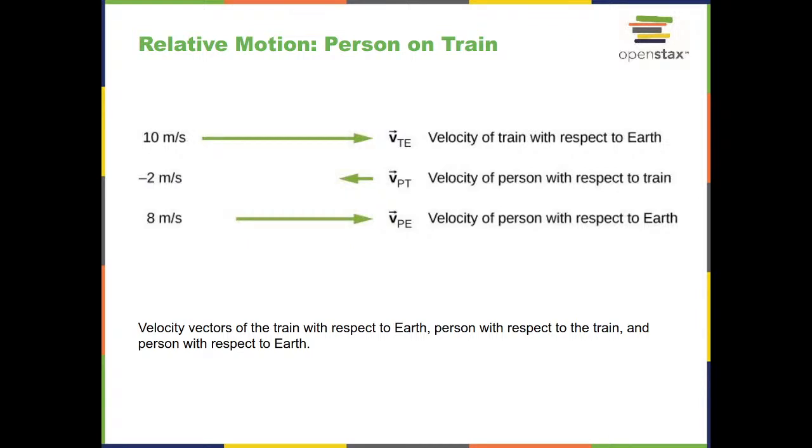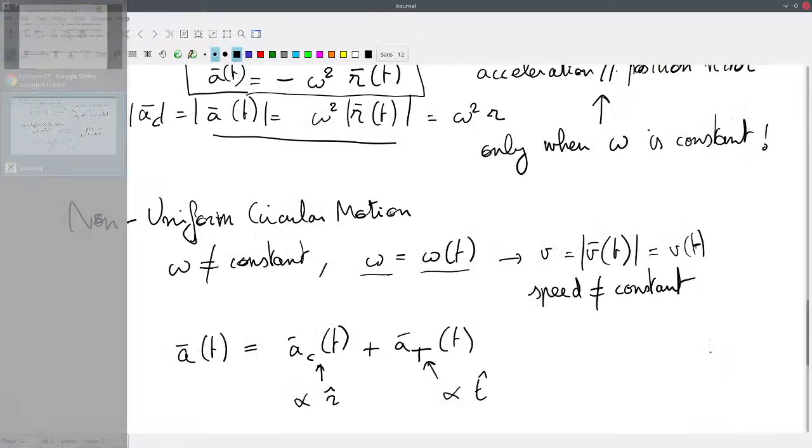And of course, depending on what kind of problem we would be asked to solve for this person on the train, we might either pick the reference frame of the train or the reference frame of the Earth. Of course, the same thing will be true if we describe the velocity of the moon with respect to the sun: it will be the velocity of the moon with respect to the Earth plus the velocity of the Earth with respect to the sun. So in general, let me get back to the slides here.